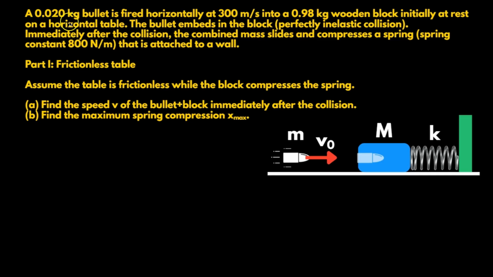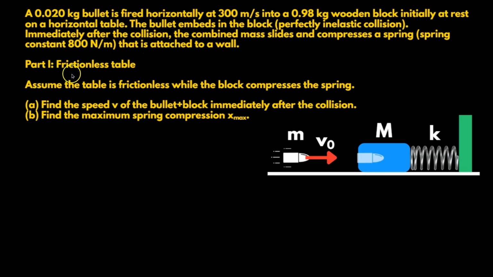A 0.020 kilogram bullet is fired horizontally at 300 meters per second into a 0.98 kilogram wooden block initially at rest on a horizontal table. The bullet embeds in the block, a perfectly inelastic collision. Immediately after the collision, the combined mass slides and compresses a spring. The spring constant is 800 newtons per meter, and the spring is attached to a wall.